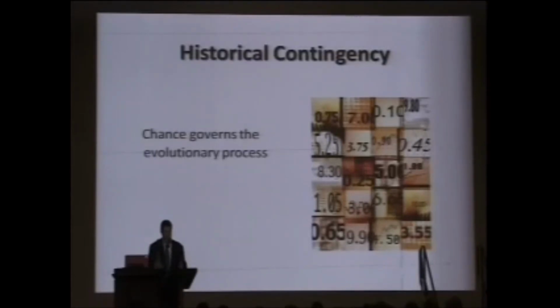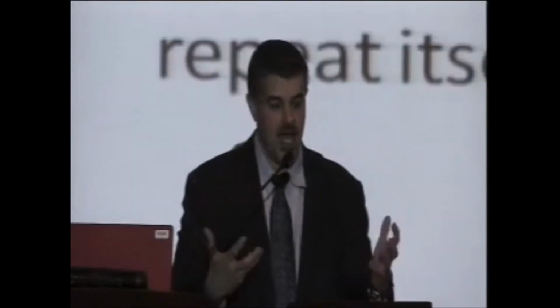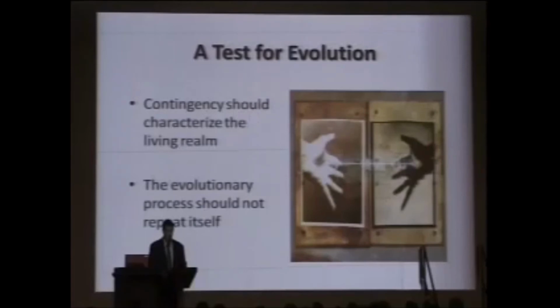And this means that the evolutionary process should never repeat itself, because the likelihood of being able to repeat a historically contingent sequence of events is highly remote. In fact, Stephen Jay Gould popularized this idea in his book, Wonderful Life. And this represents, in my mind, a test for evolution. Do we see contingency as being the pattern in the record of nature, or do we see repeatability?